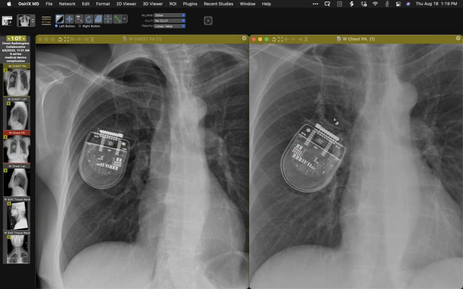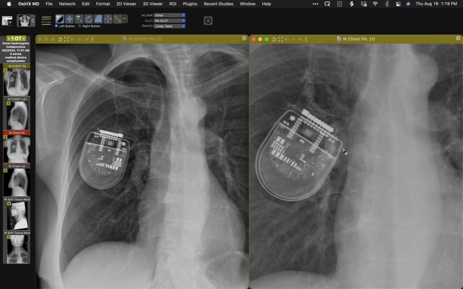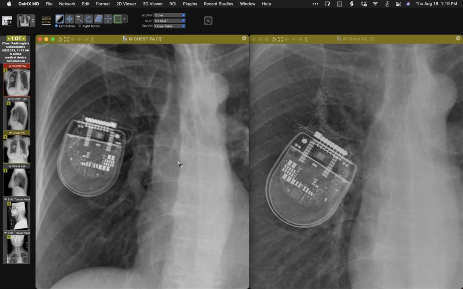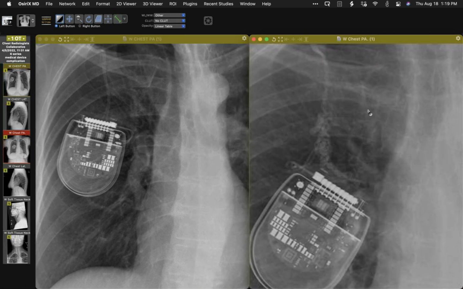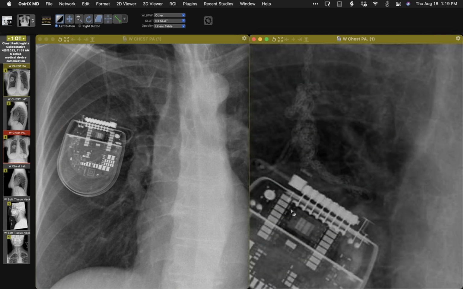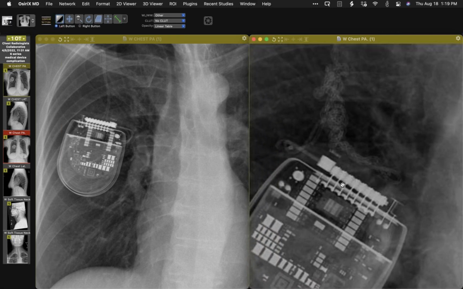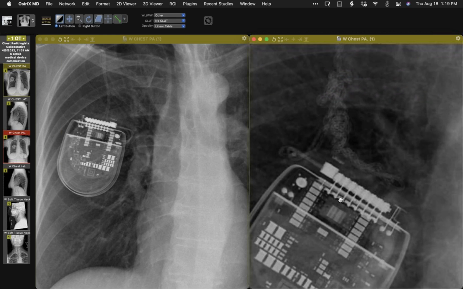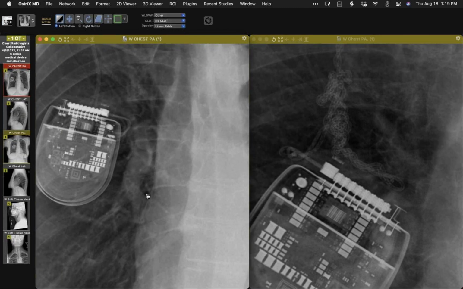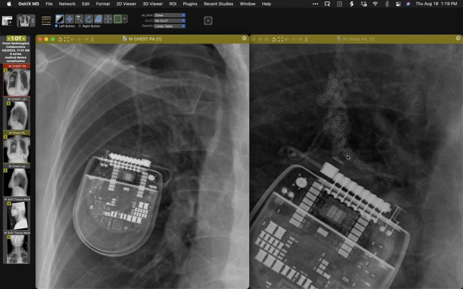April versus June. Let me magnify in here quite a bit. This can has twisted. And look at the degree of twisting of the leads that go superiorly. Look at that. Now, I don't think this person was fiddling with this. I think this just happened spontaneously. But just look at the degree to which the leads have all twisted up and coiled up here.